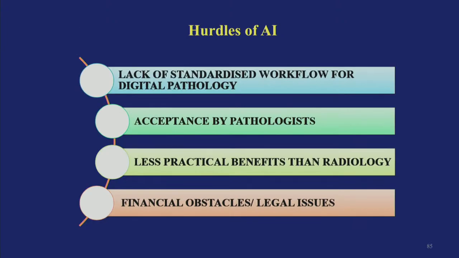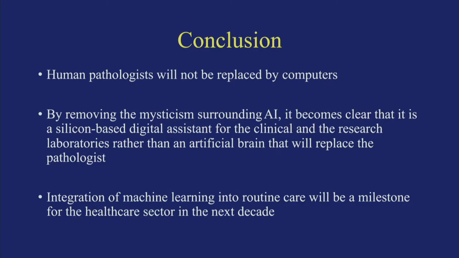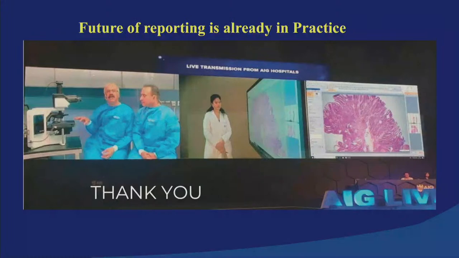Of course, there are many hurdles, but the way ahead is to have a collaboration between the scientists, the industry and the pathologists. And we know that pathologists cannot be replaced, but they are digital assistants. And I'm glad to end that the future of reporting is already here in AIG with Jeev Rao sir, who introduced me to this as early as 8 years back. With this, thank you, and I'm open to any questions.